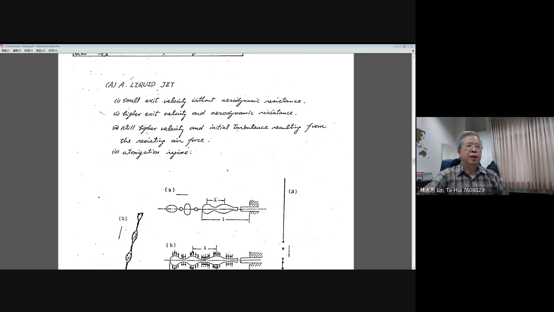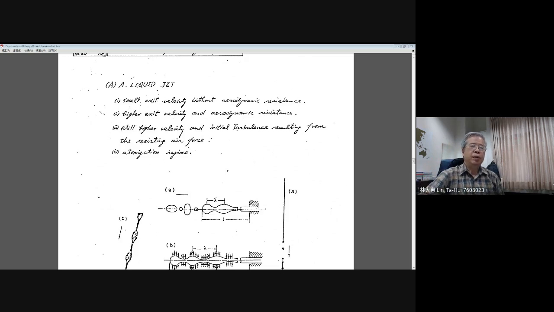For the case A, figure A, that corresponds to the initial condition, condition 1. If the exit velocity is very small, that means the velocity of your liquid is very small and almost equal to the surrounding velocity. They do not have a big velocity difference.